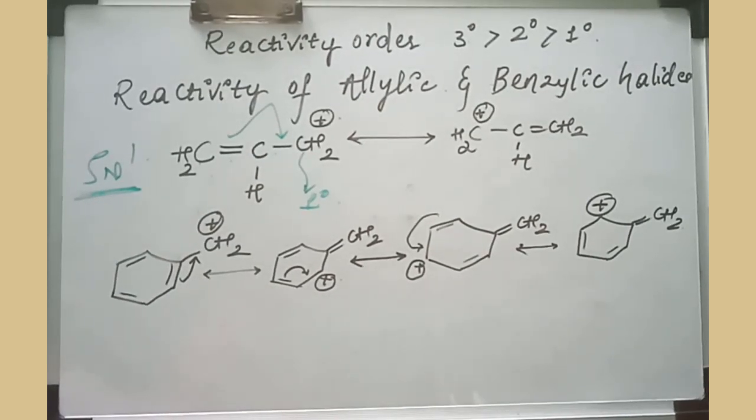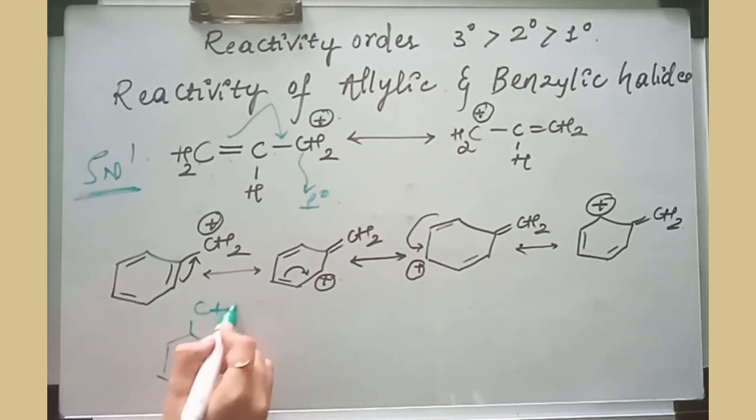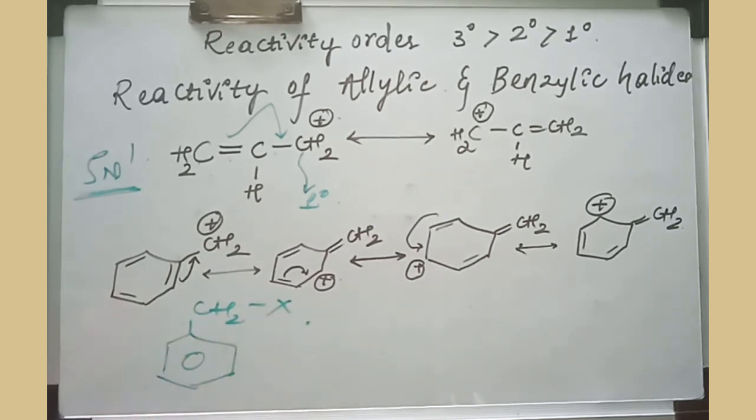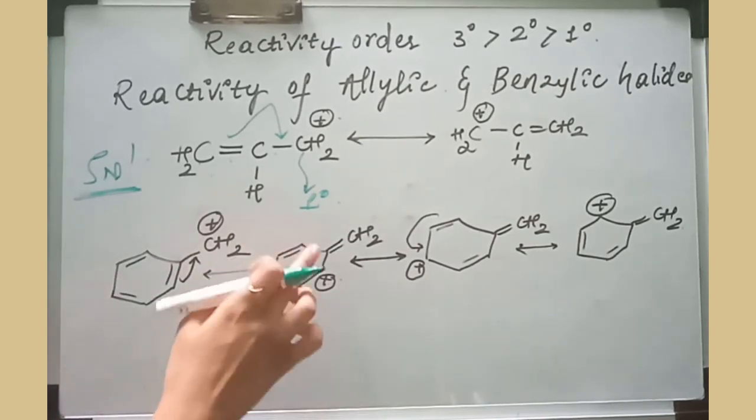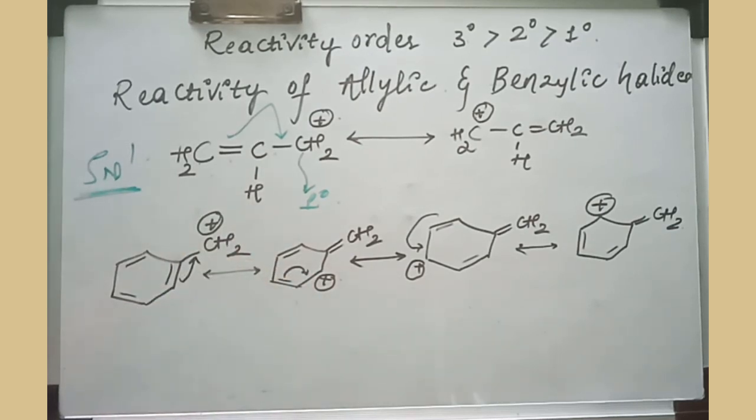The second one is benzylic halides. In the case of benzylic halides, see here, benzylic halides are those where the halogen atom is attached to the sp3 carbon atom, which is attached to the aromatic ring. This classification we call benzylic halides. So the same thing I have written. If I remove the halogen here, it will get a positive charge.